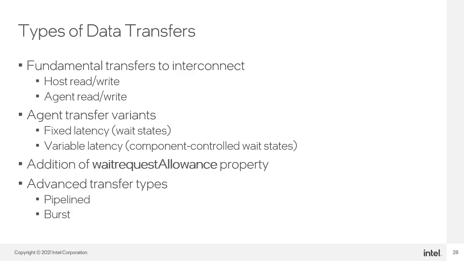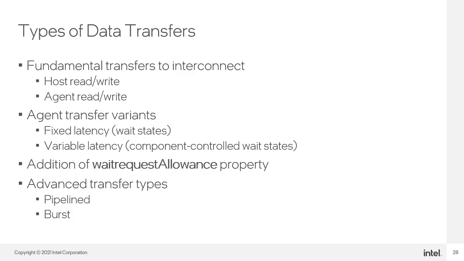There are two fundamental types of transfers through Avalon memory-mapped interfaces, reads and writes. Remember that transfers do not occur directly between hosts and agents. Thus, when we refer to host and agent read and write transfers, we mean that the transfer happens between the interface and the Platform Designer interconnect.